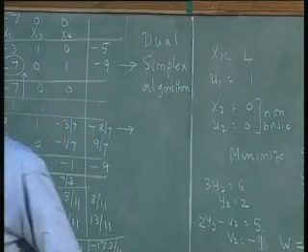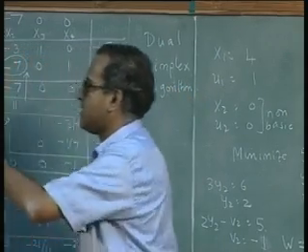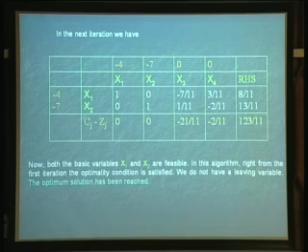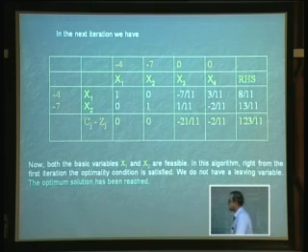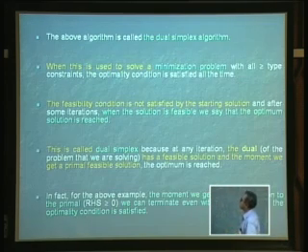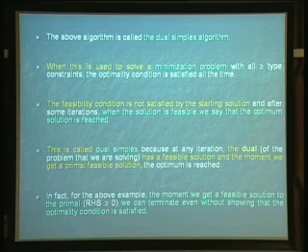Now, let us go back to this. Now, both x1 and x2 are feasible. So, right from the first iteration the optimality condition is satisfied, we do not have a leaving variable, the algorithm terminates to give us the optimum. Next, above algorithm is called the dual simplex algorithm.